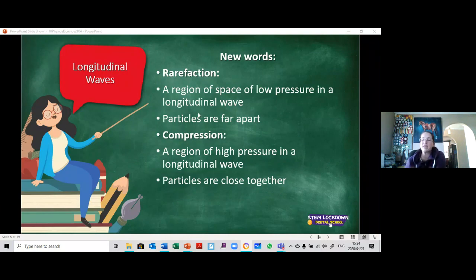So when I compress something, think about a balloon, okay? I take that balloon and I squash it, okay? There's a lot of pressure in this balloon, high pressure. Why? Because the particles are close together, okay? So that is how I use the definition of compression to get to the definition of rarefaction.